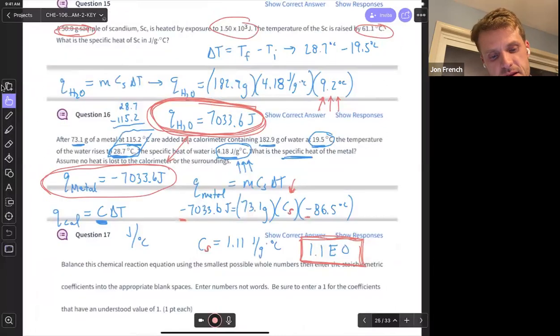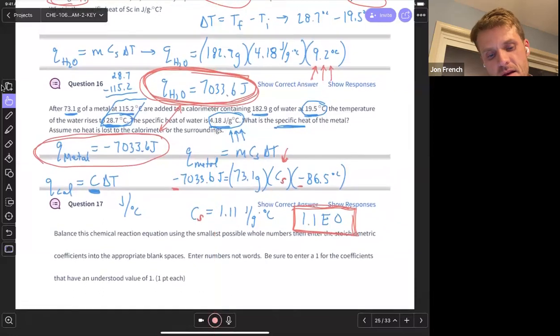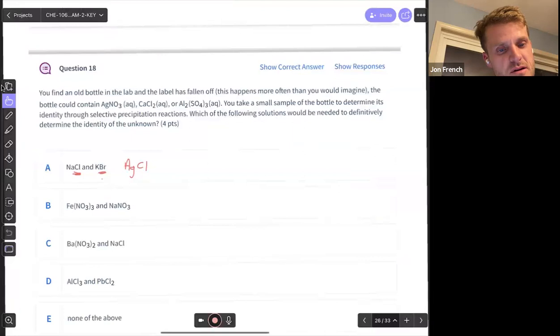All right, what was question 17? Balance the chemical reagent. Yeah, it's just balancing the chemical reagent. 17 should be pretty straightforward.